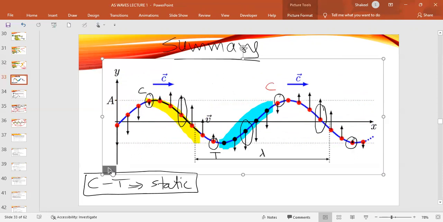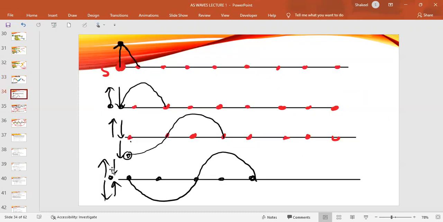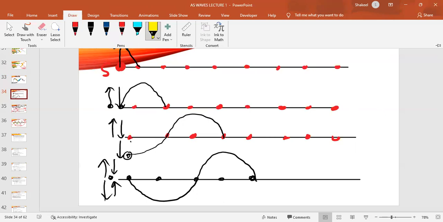Okay, you can see here, again, the same thing. This is very important. Particles between crest and trough are moving up, and particles between trough and crest, while the wave is moving to your right, they are moving downwards. Let's move to next. And this is how you can construct a wave with its new position.